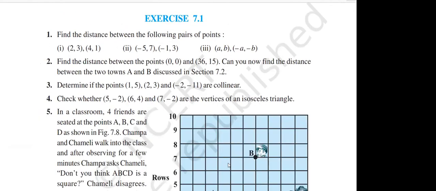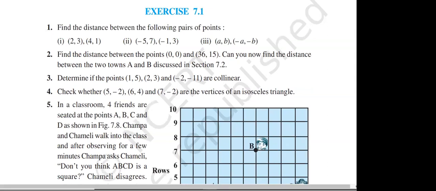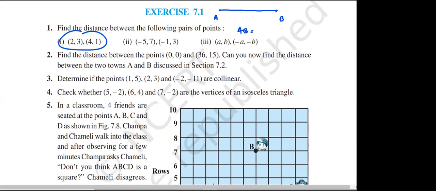Okay. So in the previous class, we discussed a formula related to this topic, and let's start doing that one. We were discussing the distance formula: if A and B are two points and we need to calculate the distance between them, then AB equals the square root of (x2 minus x1) whole square plus (y2 minus y1) whole square.